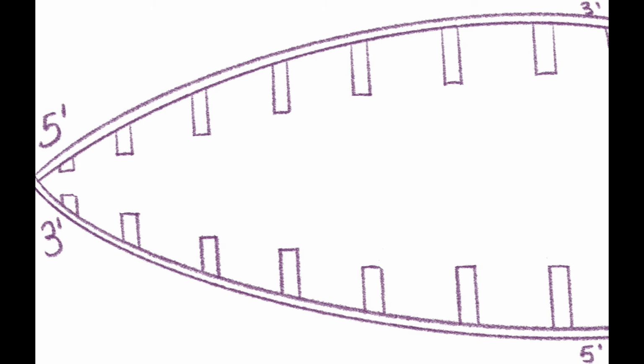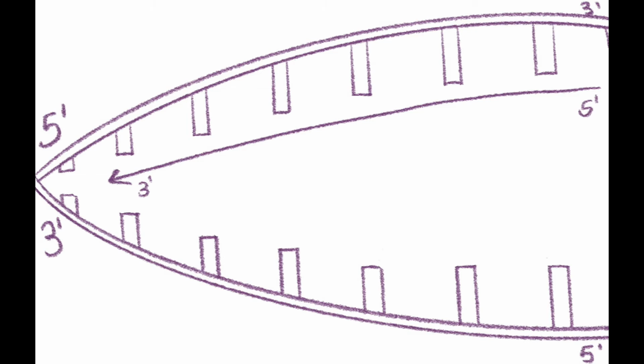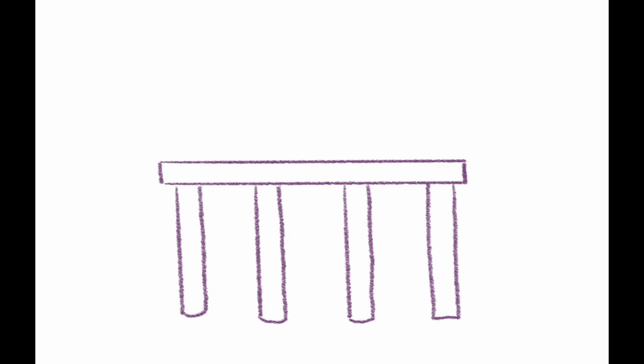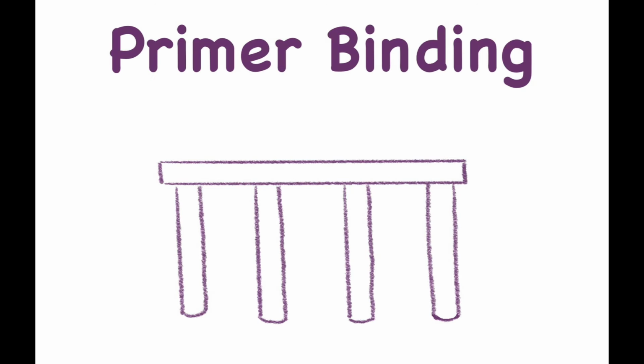These strands are named based on their orientations because they determine how DNA will be synthesized on each strand. The leading strand is oriented in the 3' to 5' direction from the fork, while the lagging strand is oriented in the 5' to 3' direction. As we get further into DNA replication, we'll learn of the significance of these orientations and how DNA is synthesized differently on each. Now let's move on to the next step, primer binding.